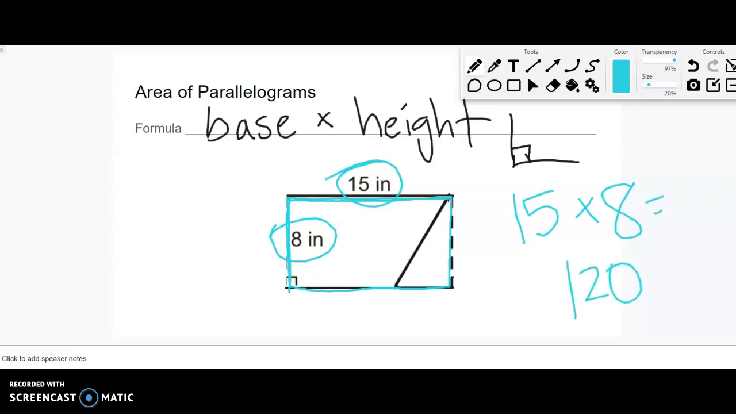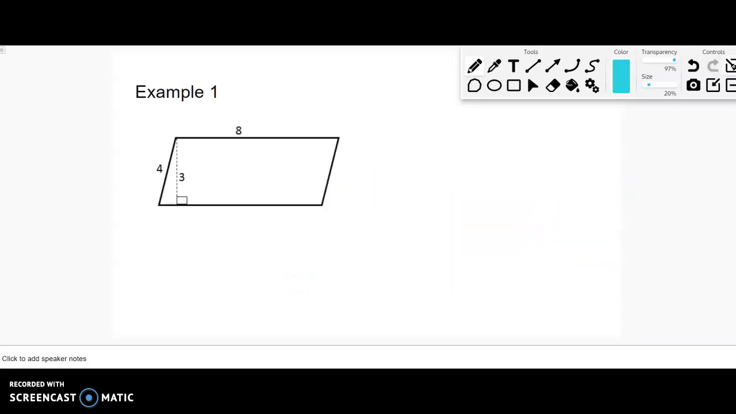We're doing the whole rectangle, so we don't need to divide like we did with the triangle. We just multiply like we did with rectangles. So that's the main thing, is keeping those two things straight. Triangles are half of rectangles, so we divide by 2. Parallelograms and rectangles are the whole thing, so we don't need to divide. Let's look at some more examples.